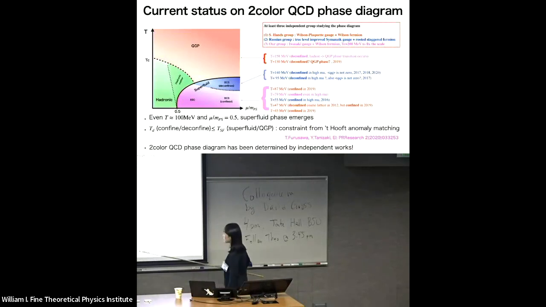And the second one is given by Furusawa-san and Yuya. According to the two-flavor anomaly matching analysis, which is a purely analytical study, we obtained this constraint: the confinement to deconfinement transition temperature is lower than the superfluid to quark-gluon plasma phase transition. So this dotted curve is lower than this solid curve. And this lattice simulation is consistent with this prediction given by the anomaly matching. I will explain next slide.